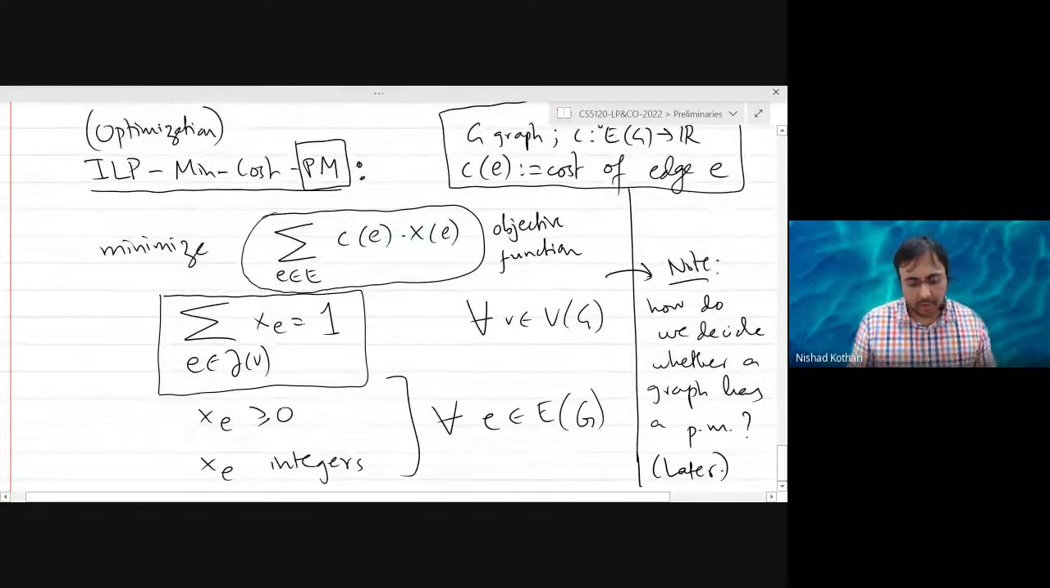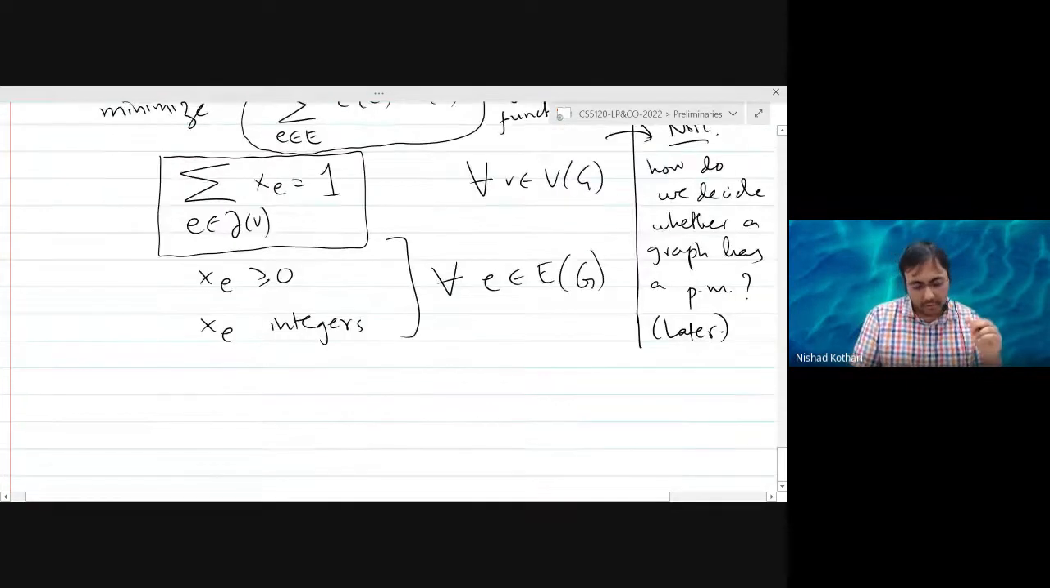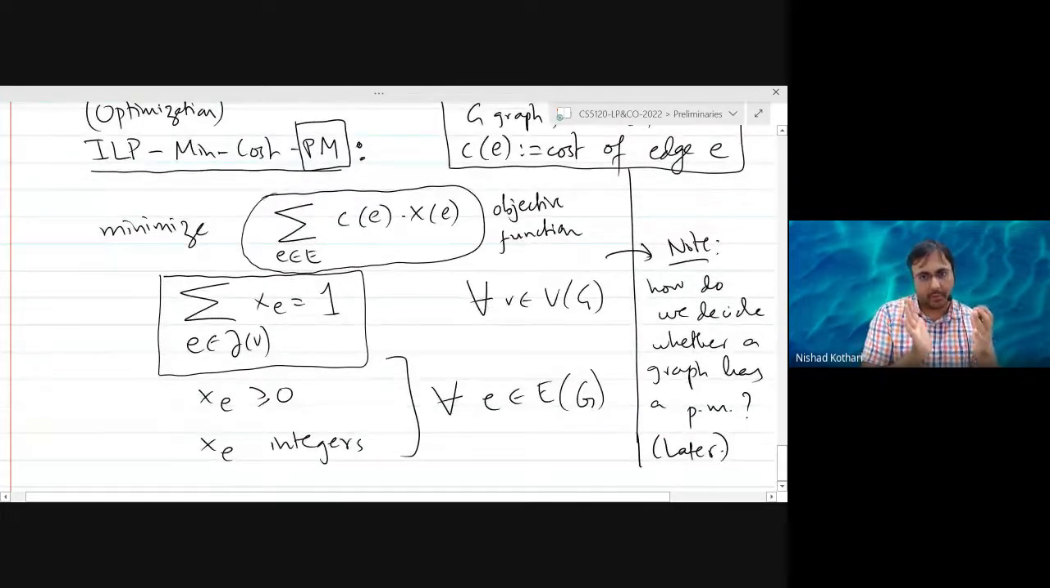So why do we care about all of this, right? Why are we taking a combinatorial optimization problem and then writing it down as an integer linear program? What's the motivation? That's something I want to comment on. What we will often do is we want to solve these combinatorial optimization problems, right? So we want to find an algorithm that, given an arbitrary graph with edge costs, will find a perfect matching of minimum cost, assuming that the graph has a perfect matching.